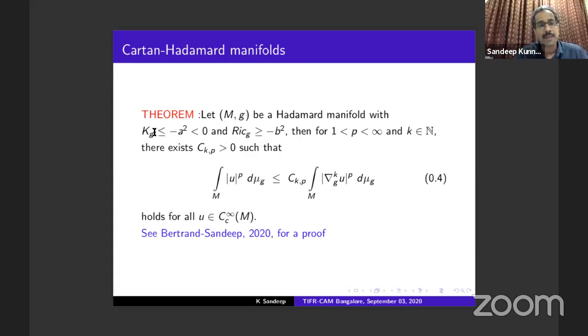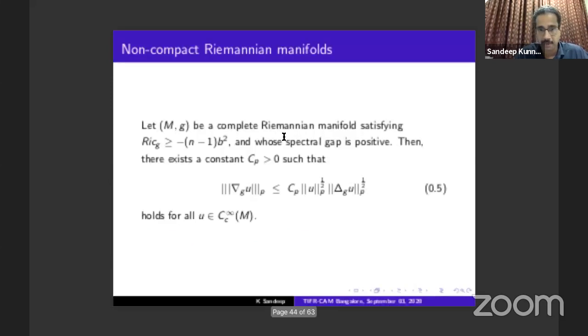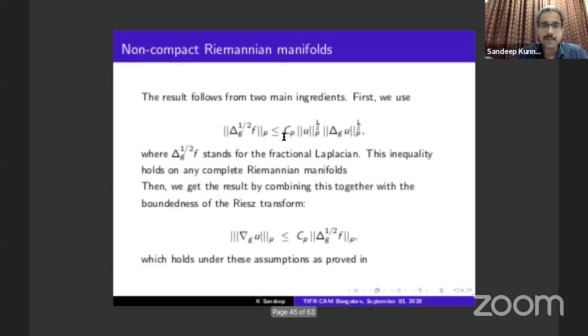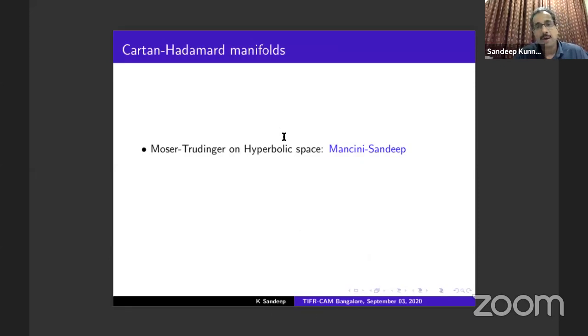Sectional curvature is bounded from above by minus a square and Ricci is bounded from below by minus a square. Okay, so then you have this inequality. And then what about the Moser-Trudinger and Adams inequalities on these Cartan-Hadamard manifolds?